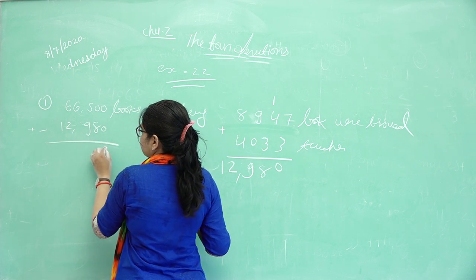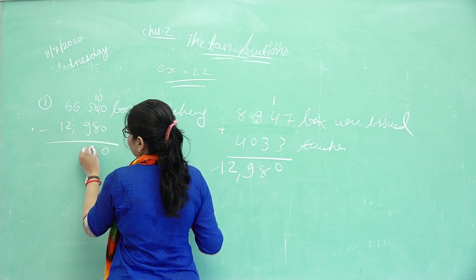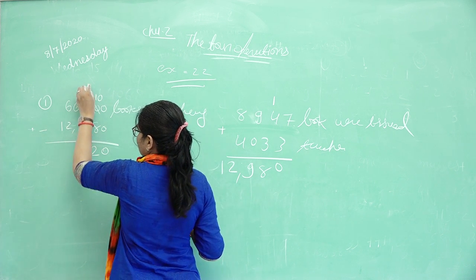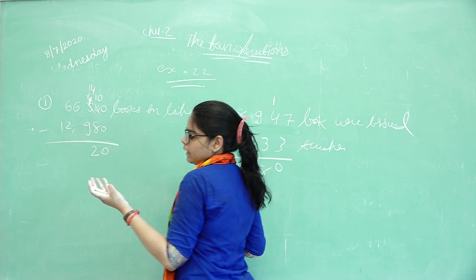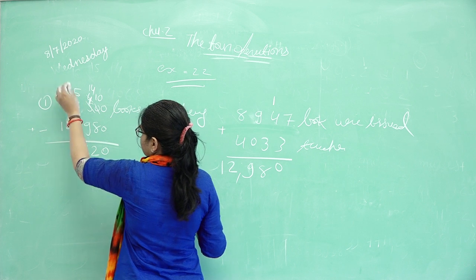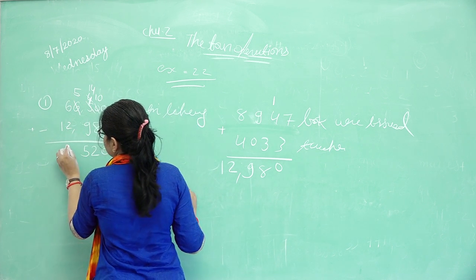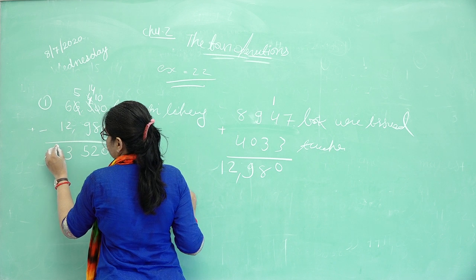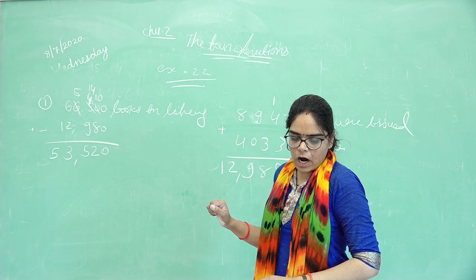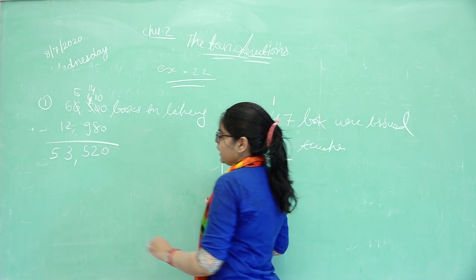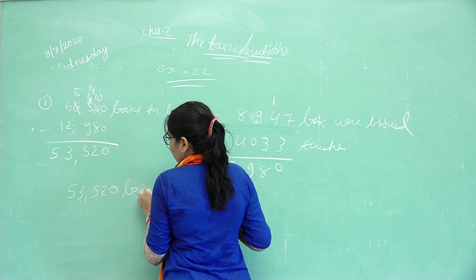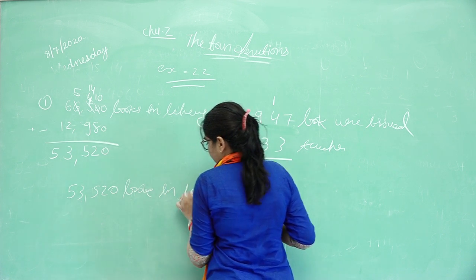12,980. 0. 10 out of 8 means 2 here. 4 out of 9 is not possible, so 14 out of 9. 10, 11, 12, 13 and 14. 5 here, 6 is the place of 5. 5 out of 2 means 3. 6 out of 1 means 5. Okay, this one is your final answer. How many books are still in library? Then 53,520 books in library.